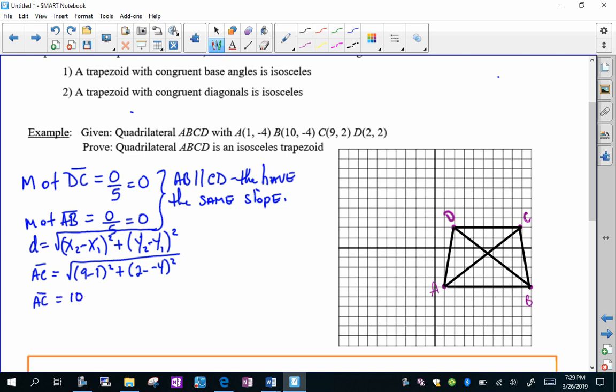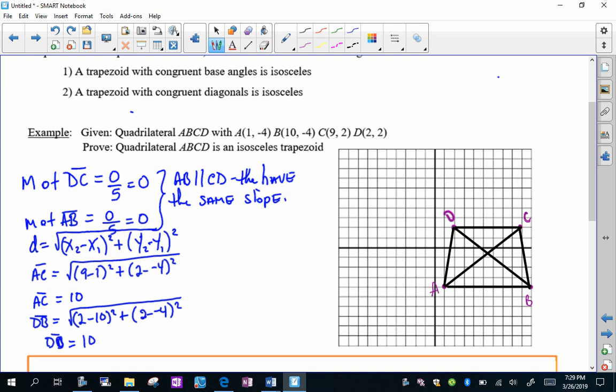All right, now I need to do the same for DB, line DB. I should have used a different color, sorry. I know people like the different colors. So I'm going to have 2 minus 10, squared, plus 2 minus negative 4, squared. I plug that all in, and I get DB, or line DB, equals 10.